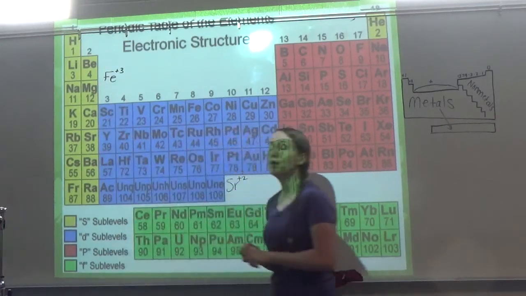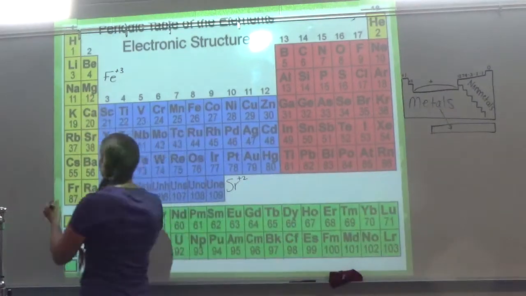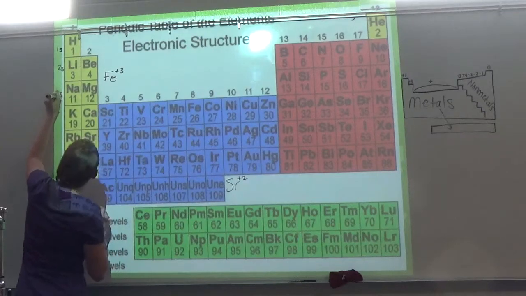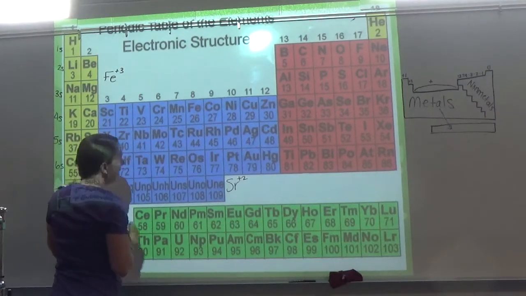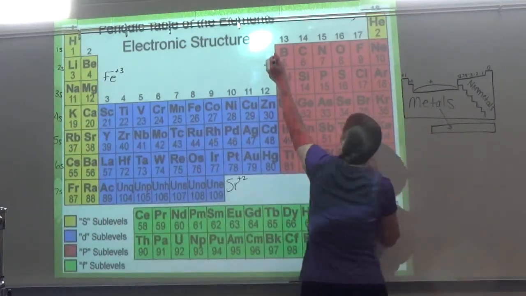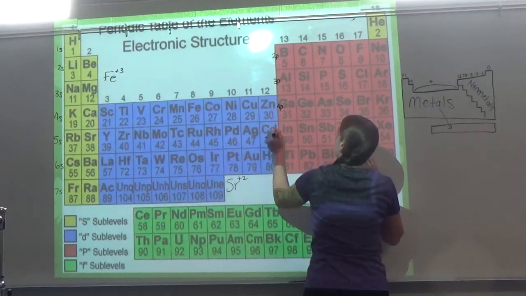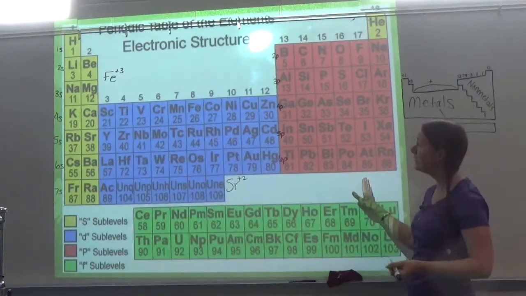All right, so let's go ahead and relabel this periodic table. Remember, our yellow are our S, so we have 1s, 2s, 3s, 4s, 5s, 6s, 7s. Our red are our P, so remember S starts with 1, P starts with 2. So we have 2p, 3p, 4p, 5p, 6p. If you have anything down here, you can label that as 7p.